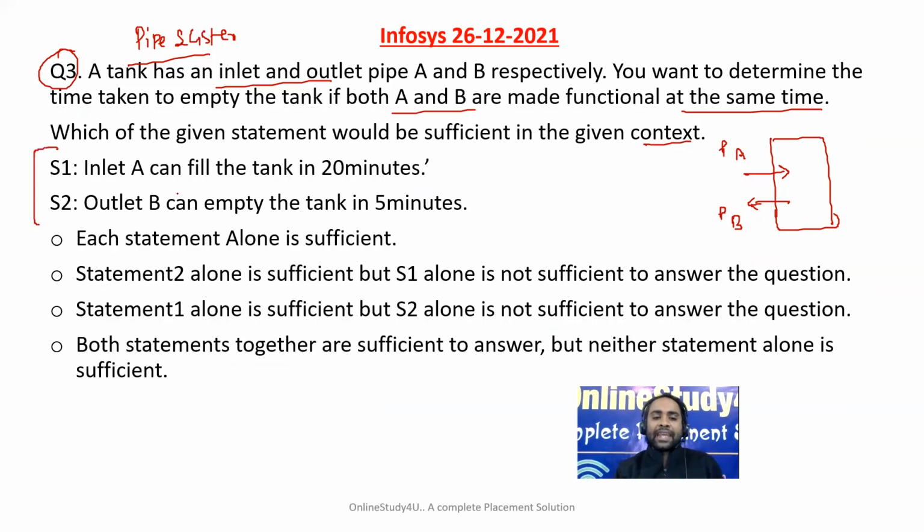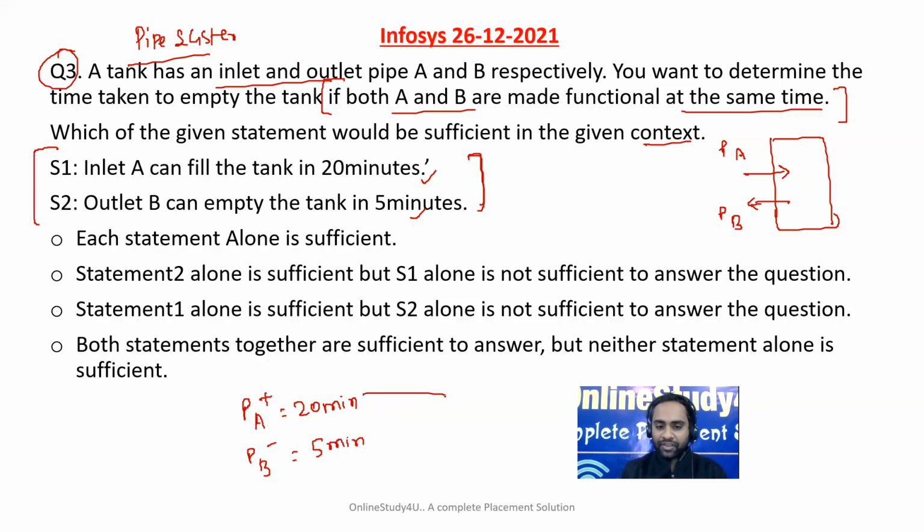Statement 1: inlet A can fill the tank in 20 minutes, outlet B can empty the tank in 5 minutes. So friends, we need both the statements, because they clearly mention that both A and B are made functional at the same time. Now we have to see if, using both pipes, we are able to find out in how much time the tank will get empty. Friends, in the basic videos on time and work and pipes and cisterns, I have told all those basic concepts. Inlet A takes 20 minutes, so it is doing positive work of filling the tank, and outlet B is removing the water and takes 5 minutes.